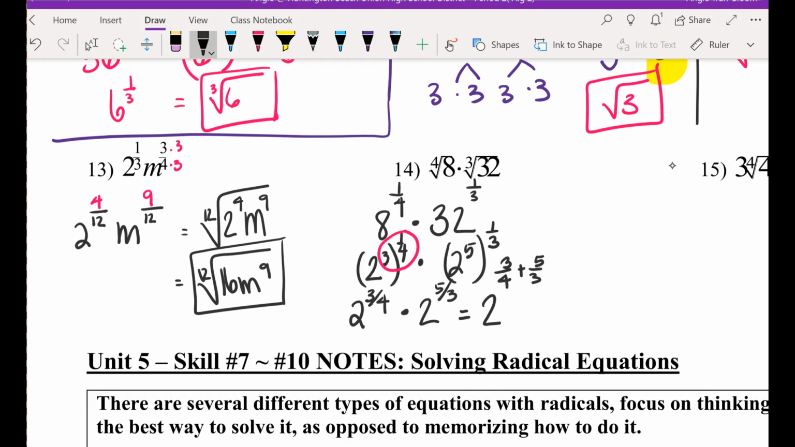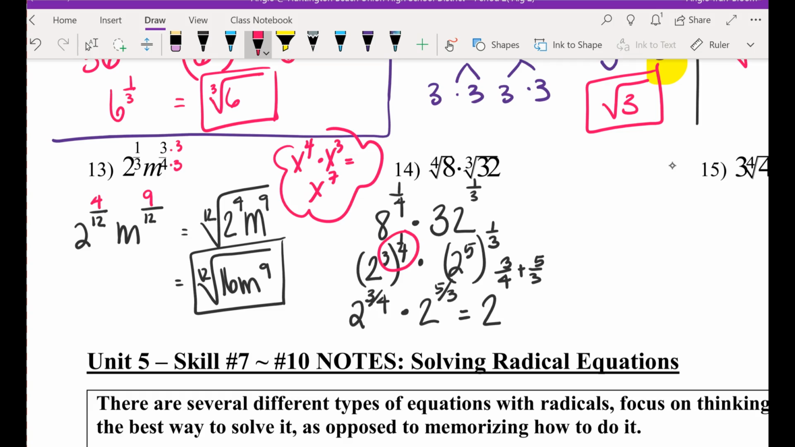Yes, Hannah? Why did you get 2 from 2 times 2? Remember, let me just write this right here. In algebra, x to the 4th times x to the 3rd. What's your answer? X to the 7th, because we add the exponents only. Do we add the bases? No, same thing, right? This is 2 to the 3/4 times 2 to the 5/3. Do we add the bases? No, we only add the exponents.